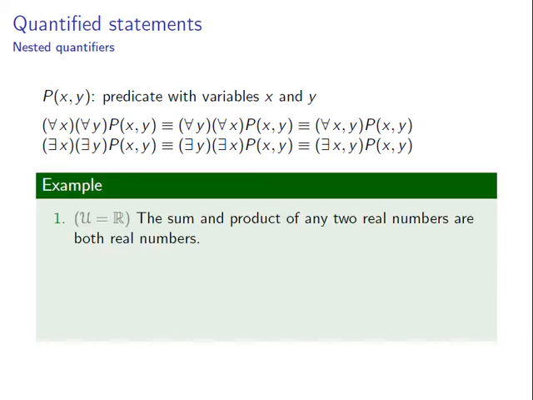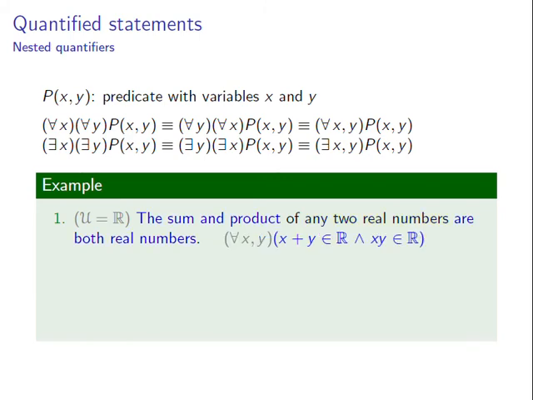For example, consider the sentence, the sum and product of any two real numbers are both real numbers. Assume that the universal set is the set of all real numbers. To write this sentence in symbols, we need to introduce variables for the unspecified real numbers being referred to. Let us use x and y to denote these real numbers. The phrase, any two real numbers, involves the universal quantifier applied to each of x and y. We write this in symbols as for any x, y.